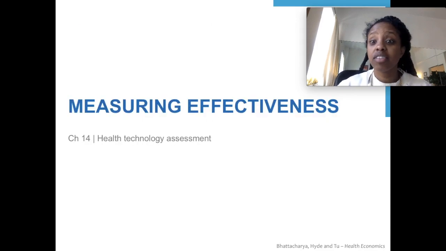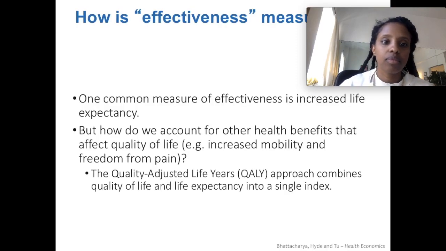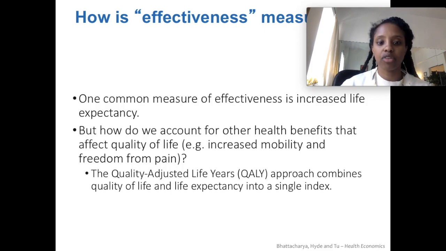Measuring effectiveness is actually a bit less straightforward. So effectiveness is kind of difficult to measure in healthcare. A lot of times we'll talk about increased life expectancy, especially, let's say, for cancer treatments. We'll say it increases the probability of 5-year survival or something, but some of them affect quality of life. Like some treatments affect quality of life, let's say mobility or freedom from pain.